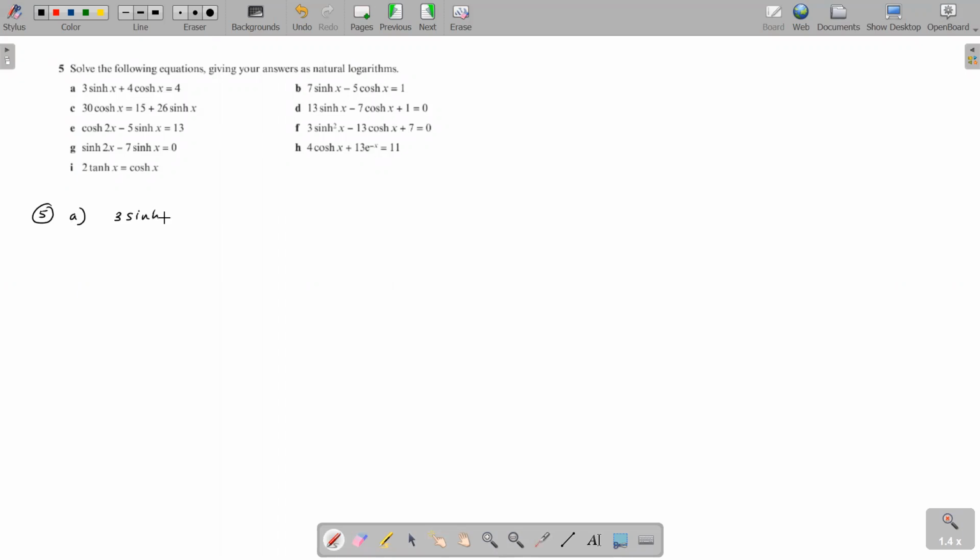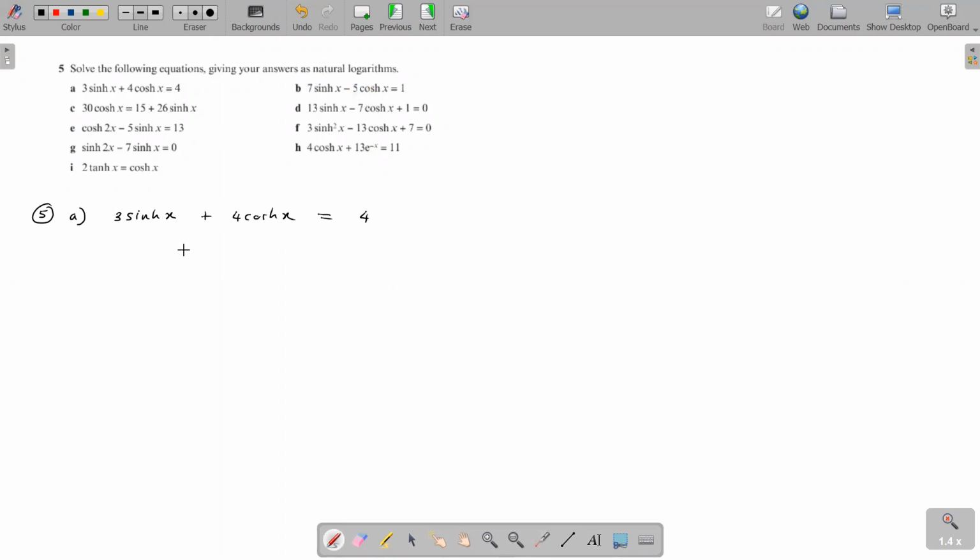You have 3 sine x plus 4 cos x equals 4. So guys, it's important you know how to solve these kinds of equations because you'll definitely be tested in the exam. And they say to give your answer as natural logarithms. So let's see how it's done.